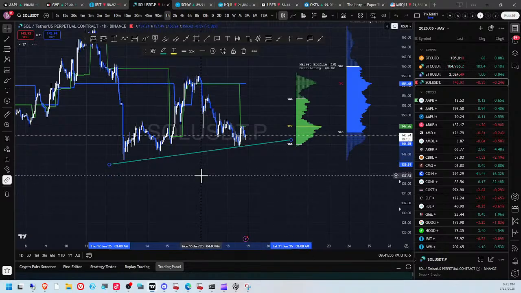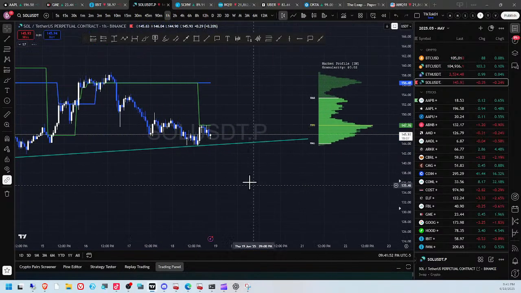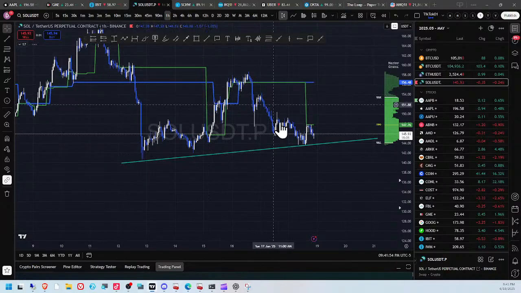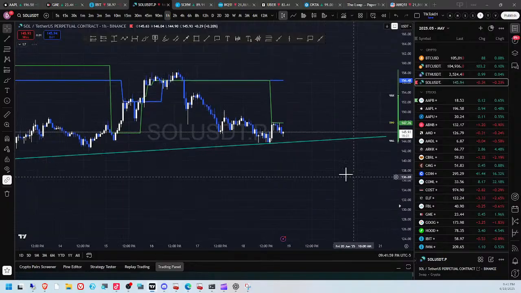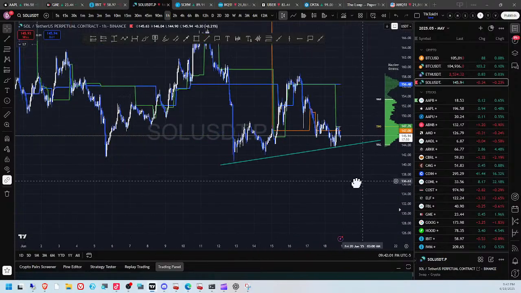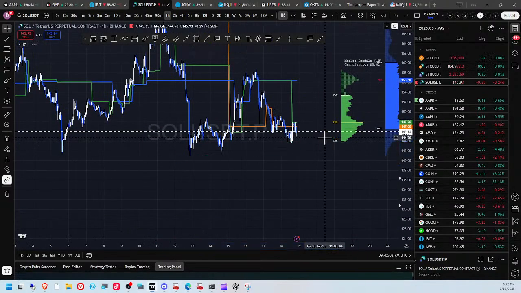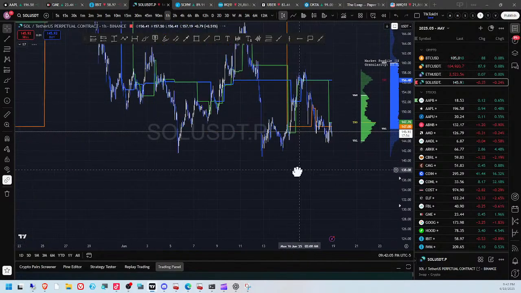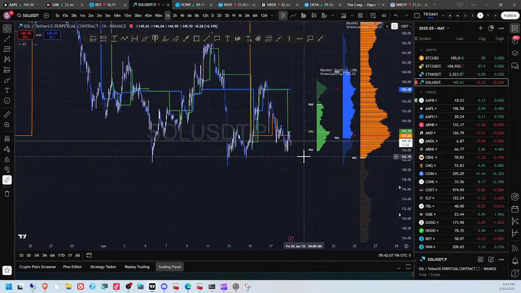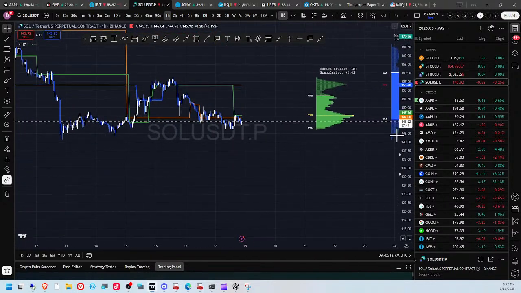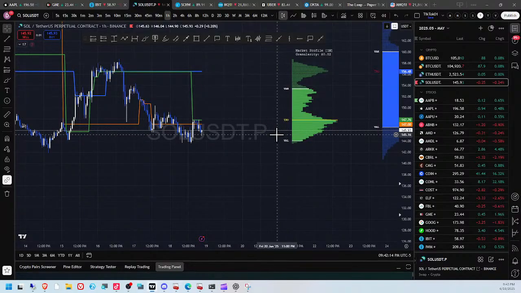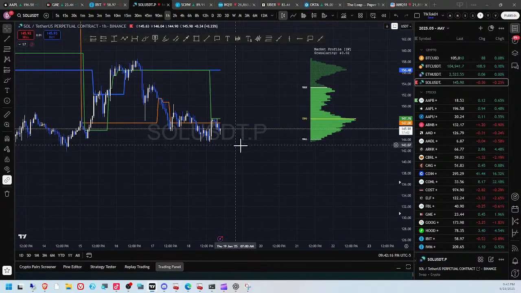It looks like I lost connection for a bit, but you see this area is being respected. As long as it's respected, a theory is that it might keep holding. But near term, we are at the lows, so I wouldn't want to see a lot of price action below like 146.